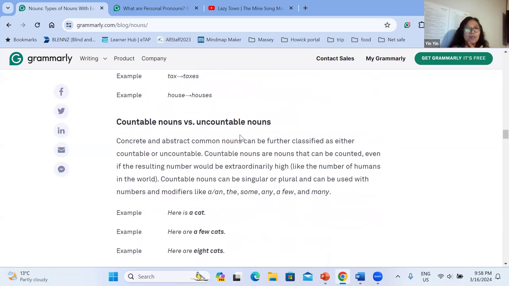Countable nouns and uncountable nouns. Concrete and abstract common nouns can be further classified as either countable or uncountable. Countable nouns are nouns that can be counted, even if the resulting number would be extraordinarily high.